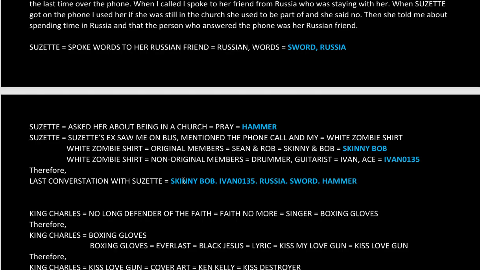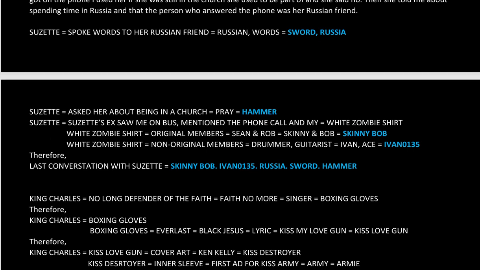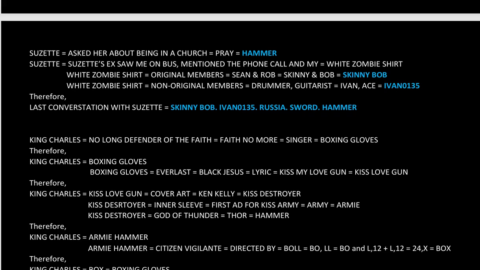So a lot of the details from the Ivan0135 video, and having that Russian badge added to it after the fact. See, the Russian badge is actually a coded message. It's not what people assume it is. People assume it just means it's Russian.